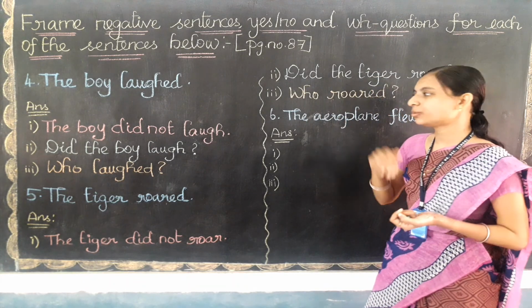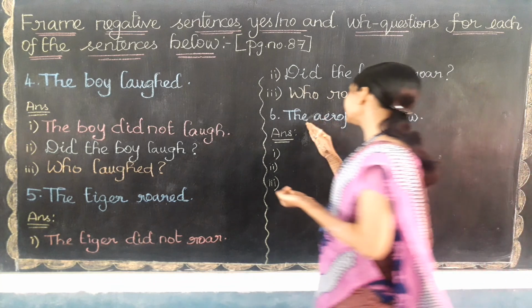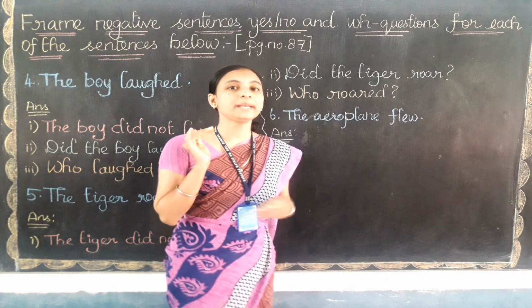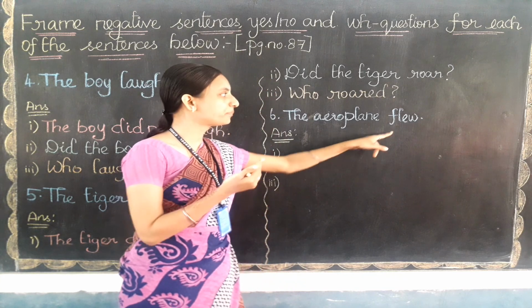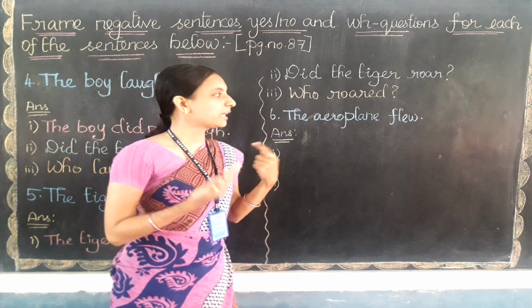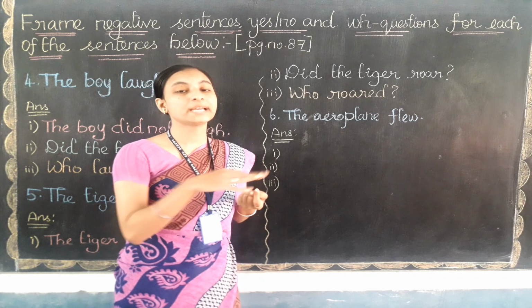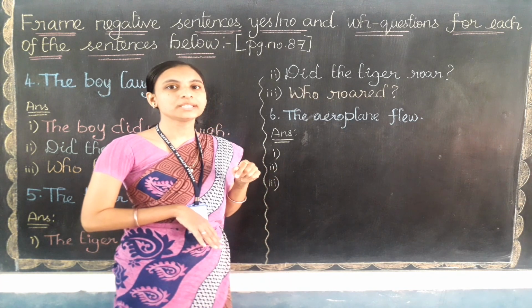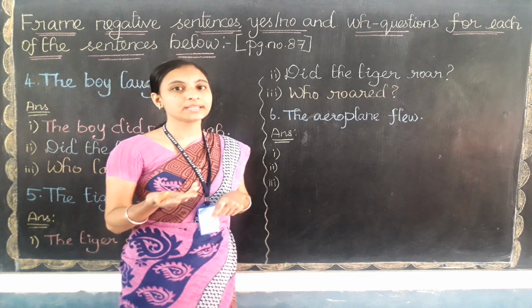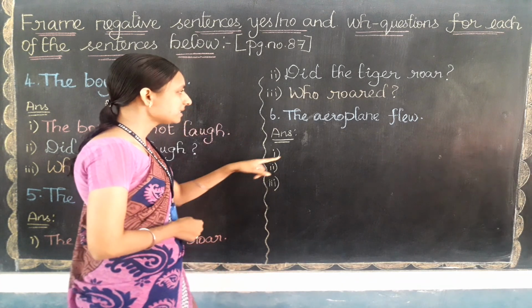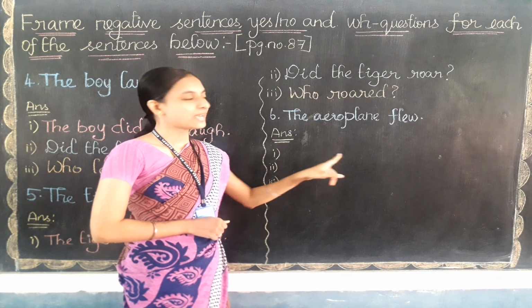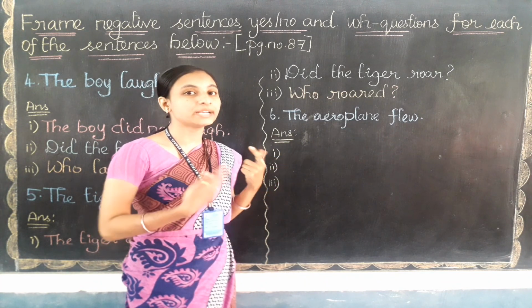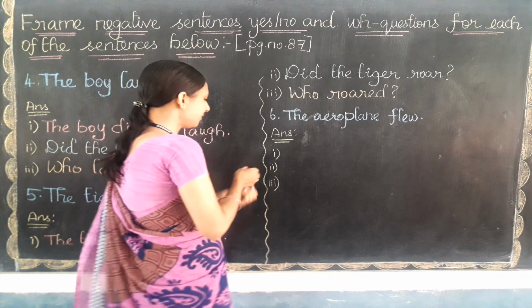Okay? Let's do the answer for the last one. The aeroplane flew. Aeroplane parandachu. Okay? Flew will be the past form. Can you tell me the base form of flew? Very good. That is fly only. Okay? So let's start framing the negative sentence first. That is, the subject will come first, and then we need to use did not, and we have found the base form of flew, that is fly.